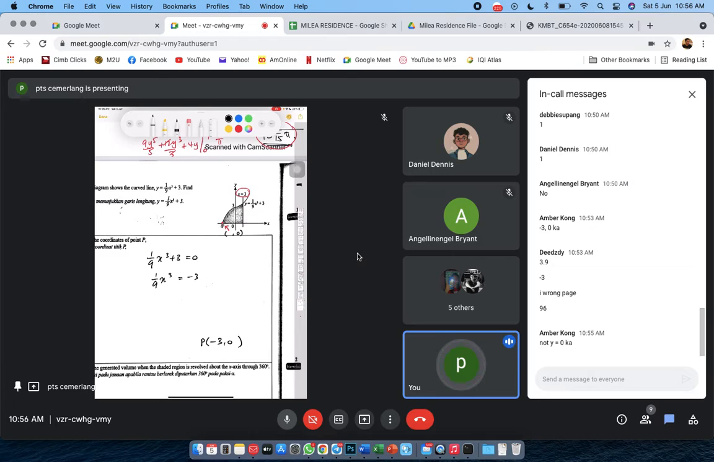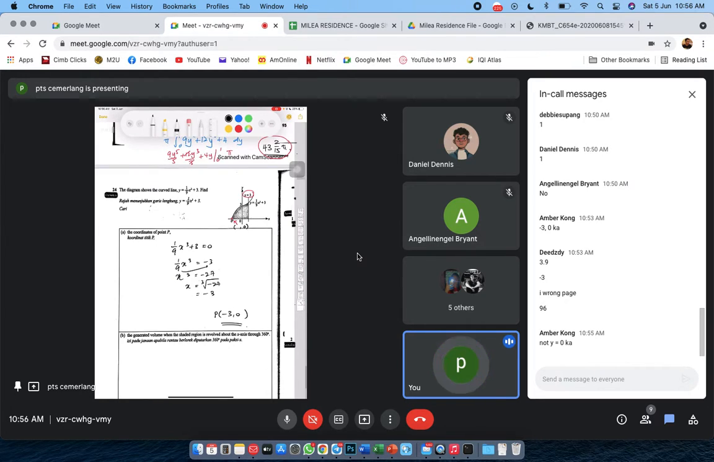Okay, pindahkan 1/9 ke sebelah, you akan dapat x cube equals to negative 27. So that's why you get x equals to cube root of negative 27, which is negative 3. So that's how you get negative 3, 0 lah. Okay. Yalah, Amber correct lah. Y is equals to 0 lah. My bad. Because cikgu ingat P itu adalah tempat bersilang.